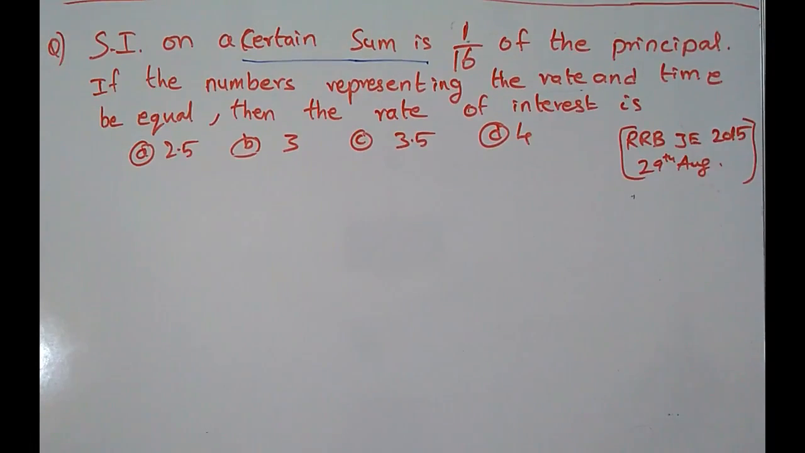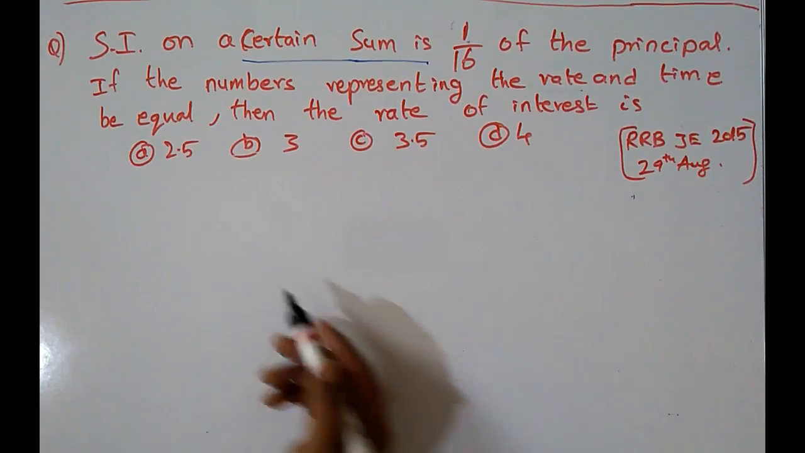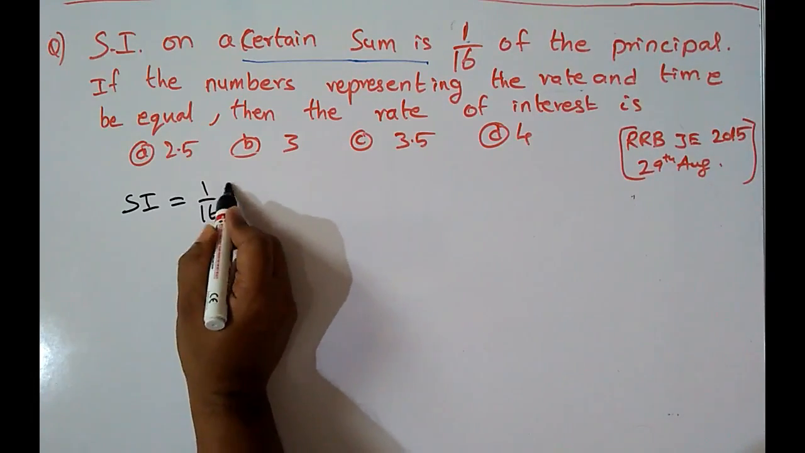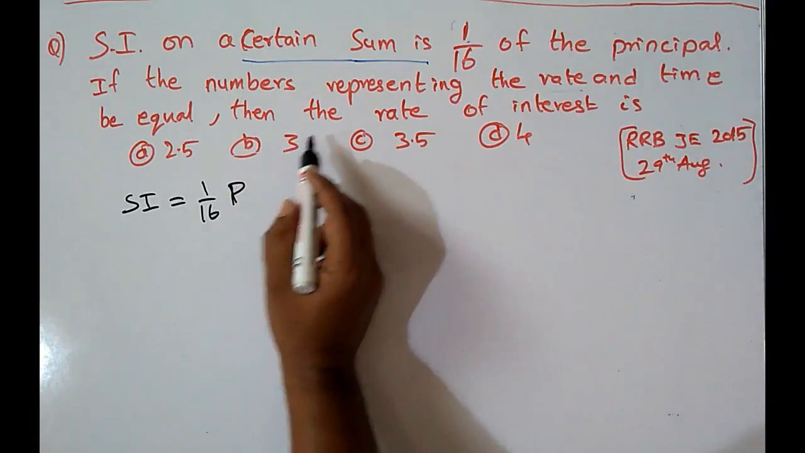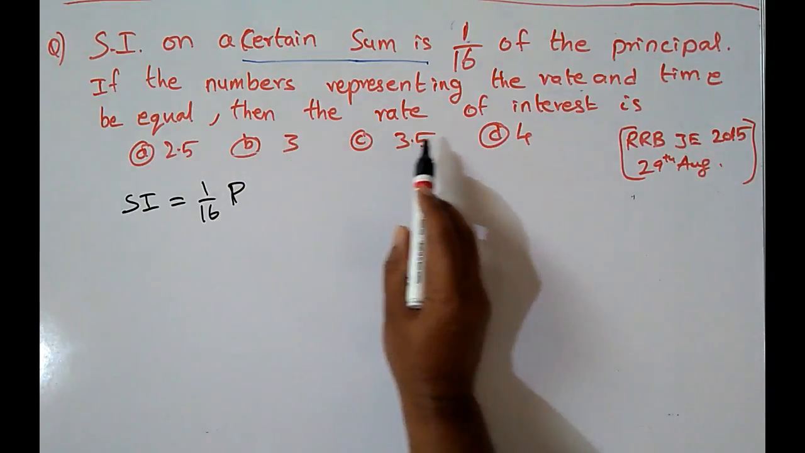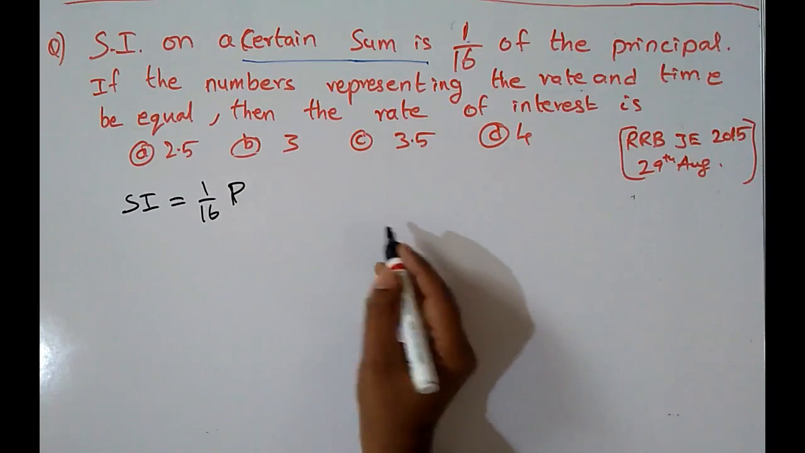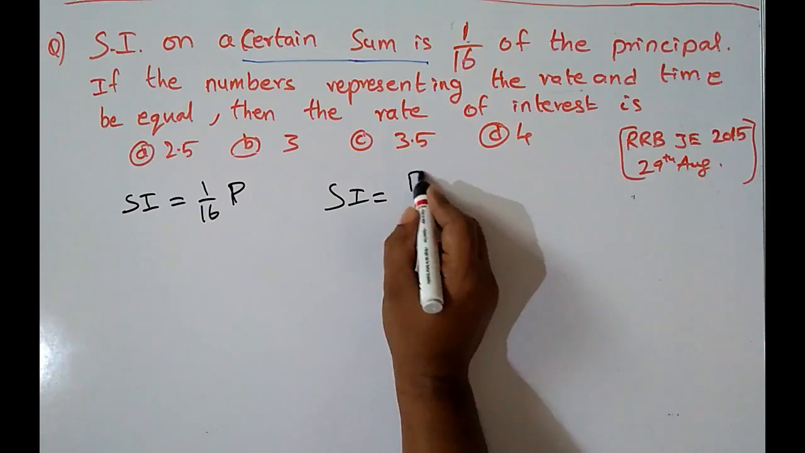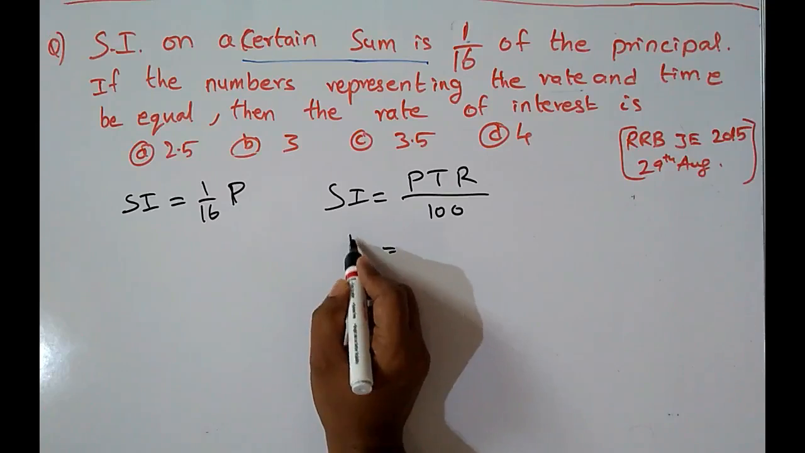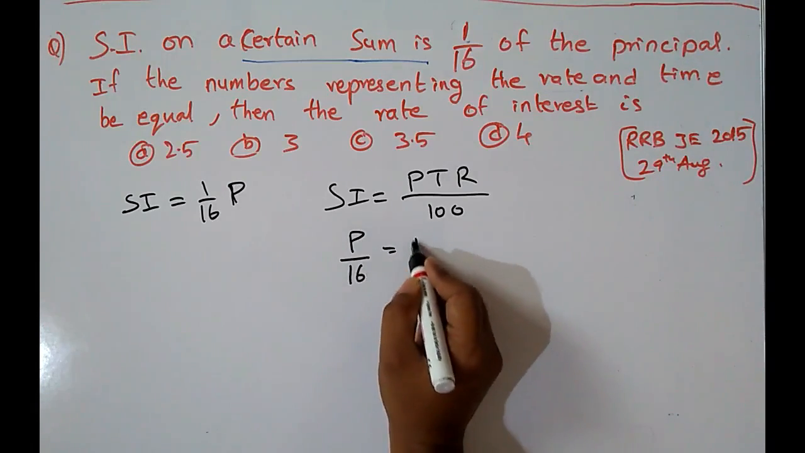Simple interest on a certain sum is 1/16 of the principal. If the numbers representing the rate and time are equal, then the rate of interest is? Here the simple interest is given as 1/16 of the principal. See, friends, we know the formula SI is equal to PTR by 100. Here the SI is 1/16 of the principal.